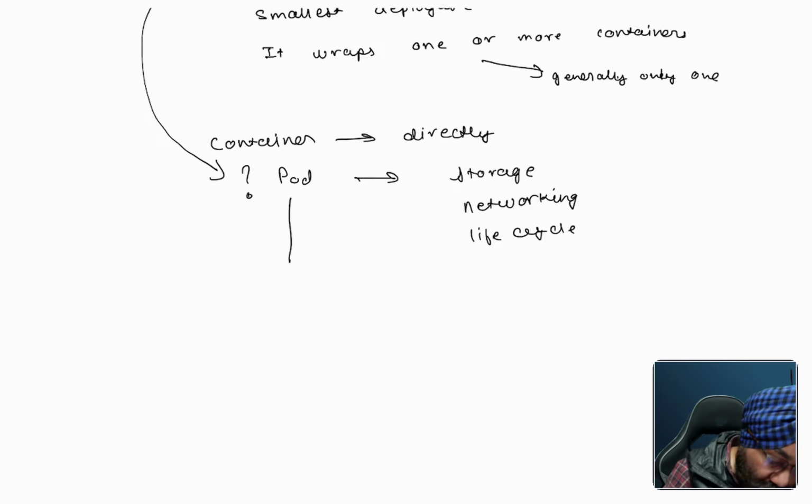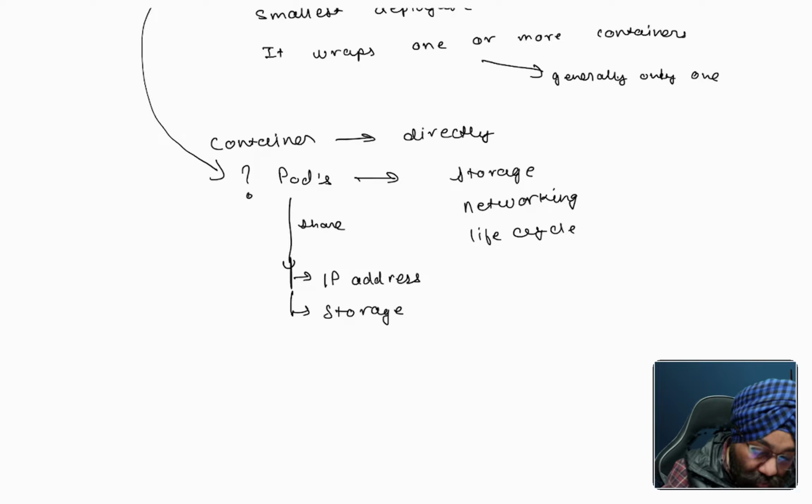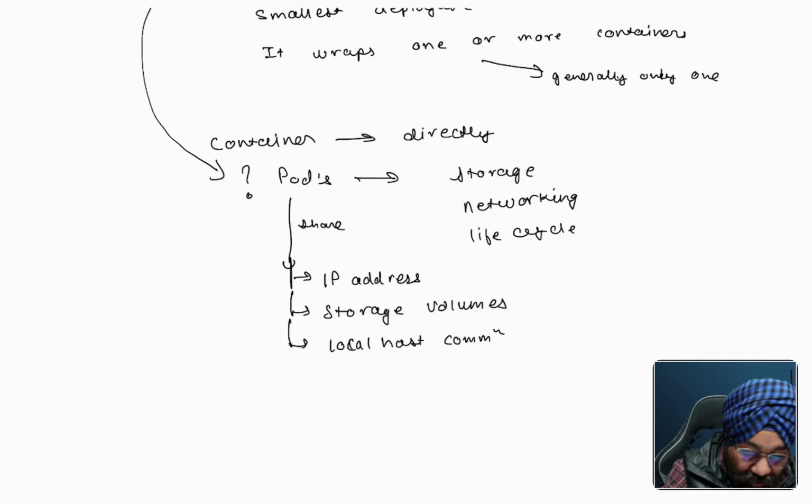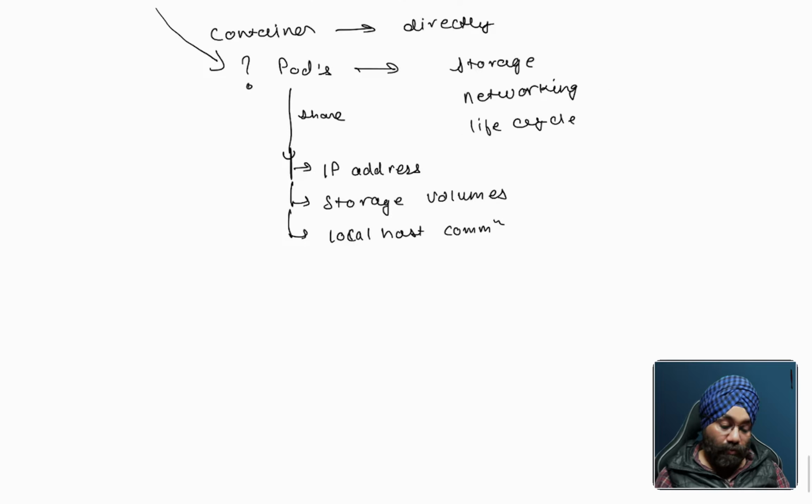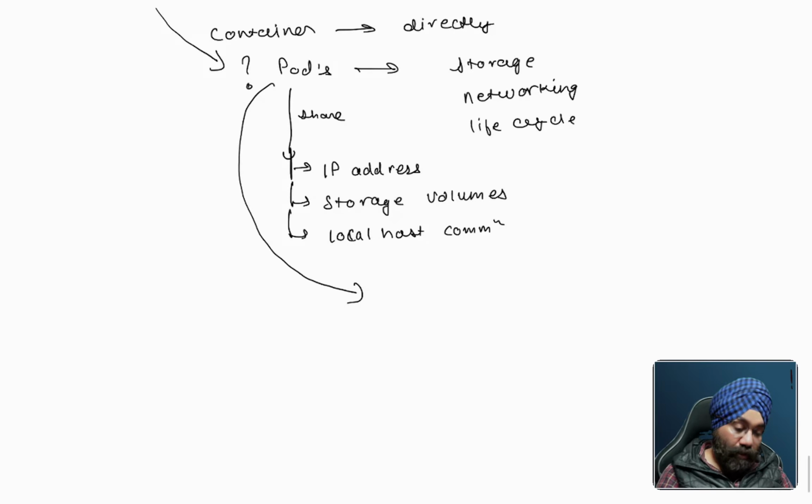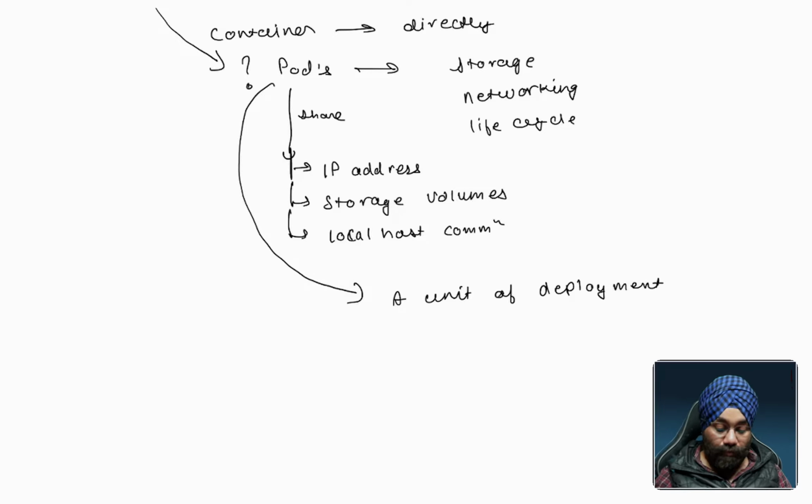So the pods share IP address, storage, volumes, and localhost communications. Because of these additional functionalities that a pod requires, we deploy our pods, we don't deploy our containers independently. So in a way we can say a pod is the unit of deployment. Okay, so in the next video we will learn how to set up a Kubernetes cluster.